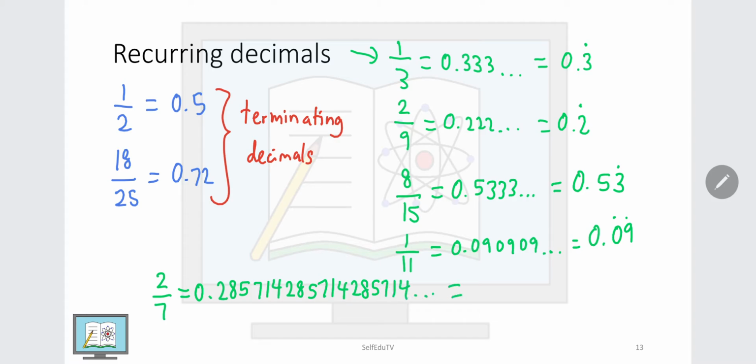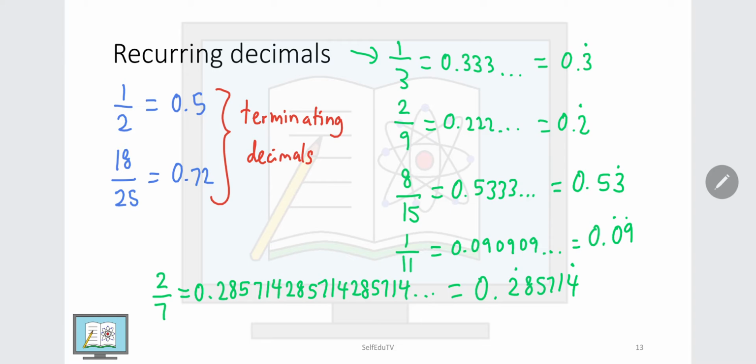So can you see? Six digits are repeating: 285, 714, 285, 714, 285, 714, and so on. It will not stop. So we just mark the dot above the 2 and 4. But please take note that all these 6 digits are repeating.